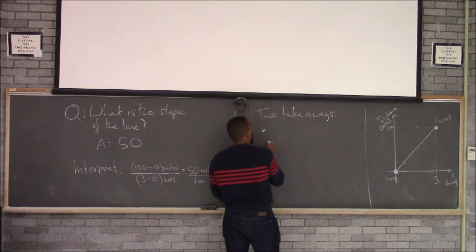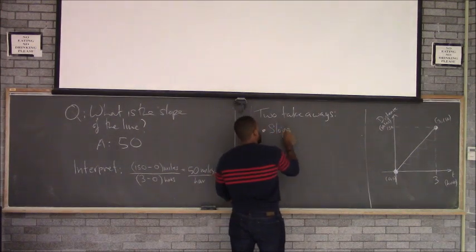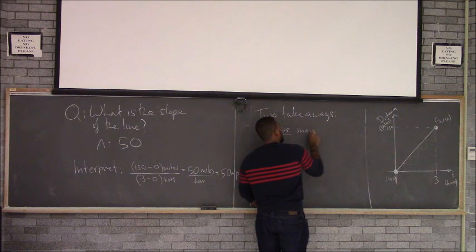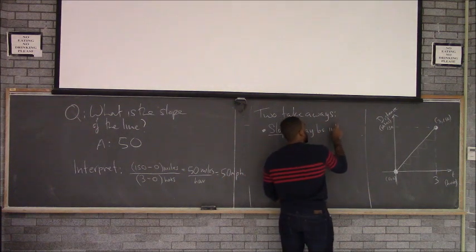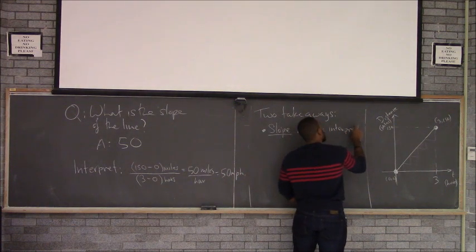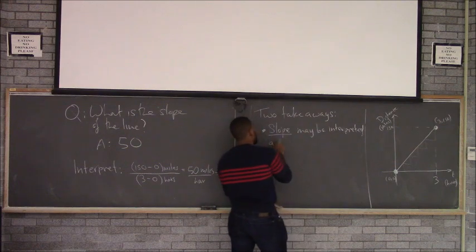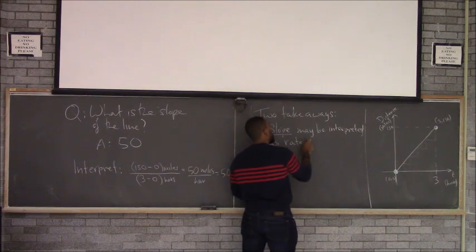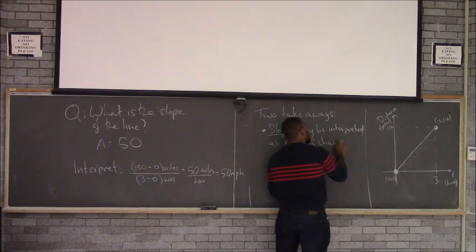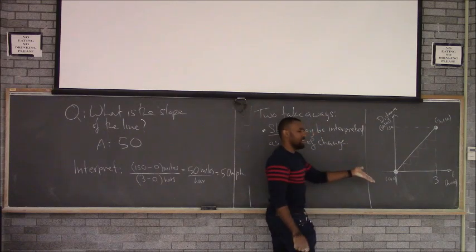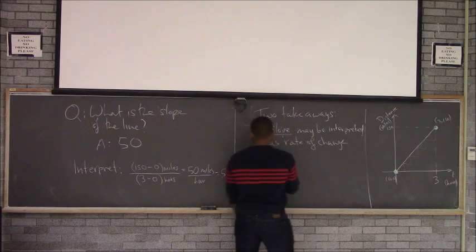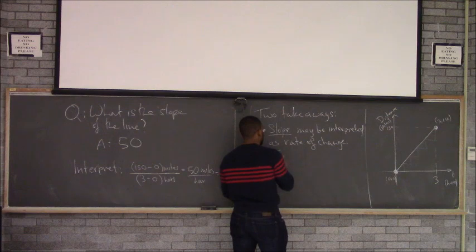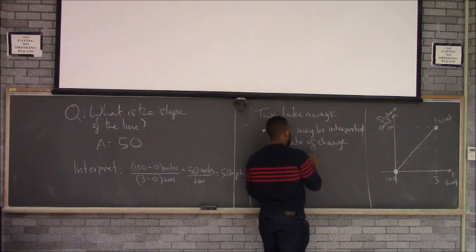One, slope may be interpreted as a rate of change. At the very least, in this particular kind of example. And two, this is a ratio.